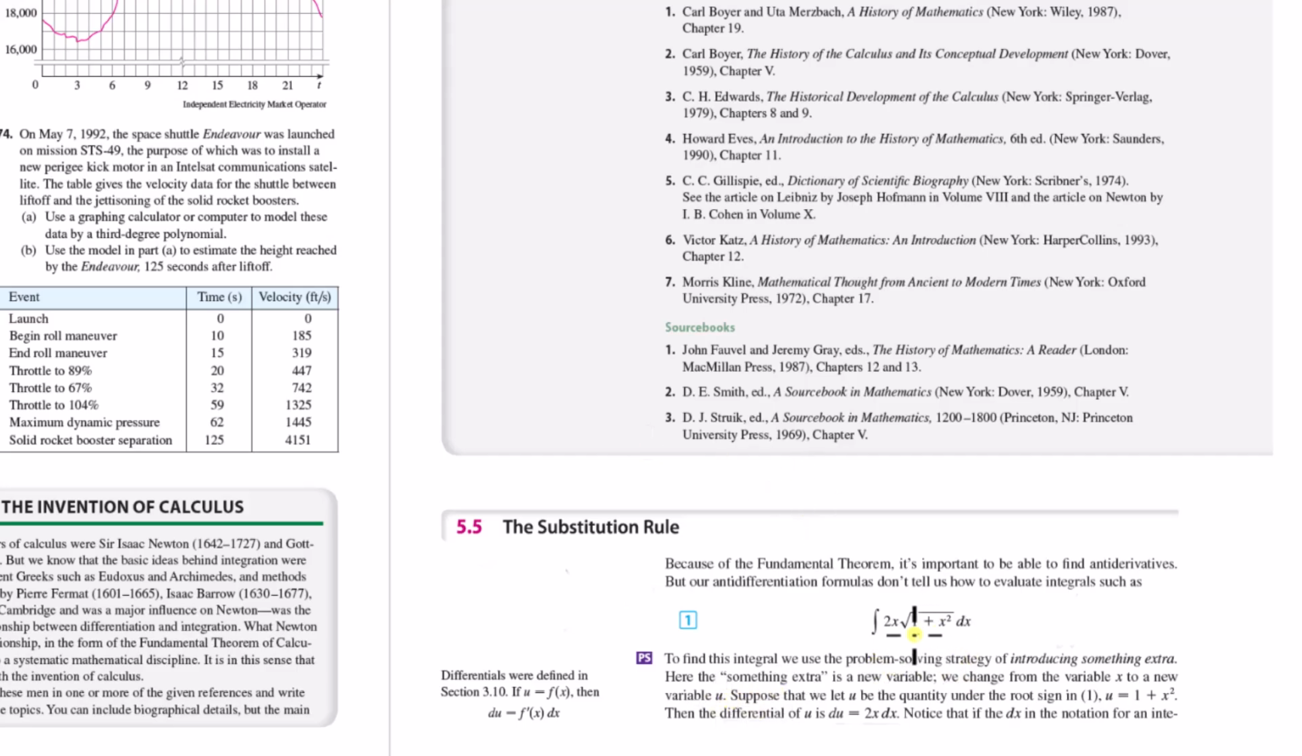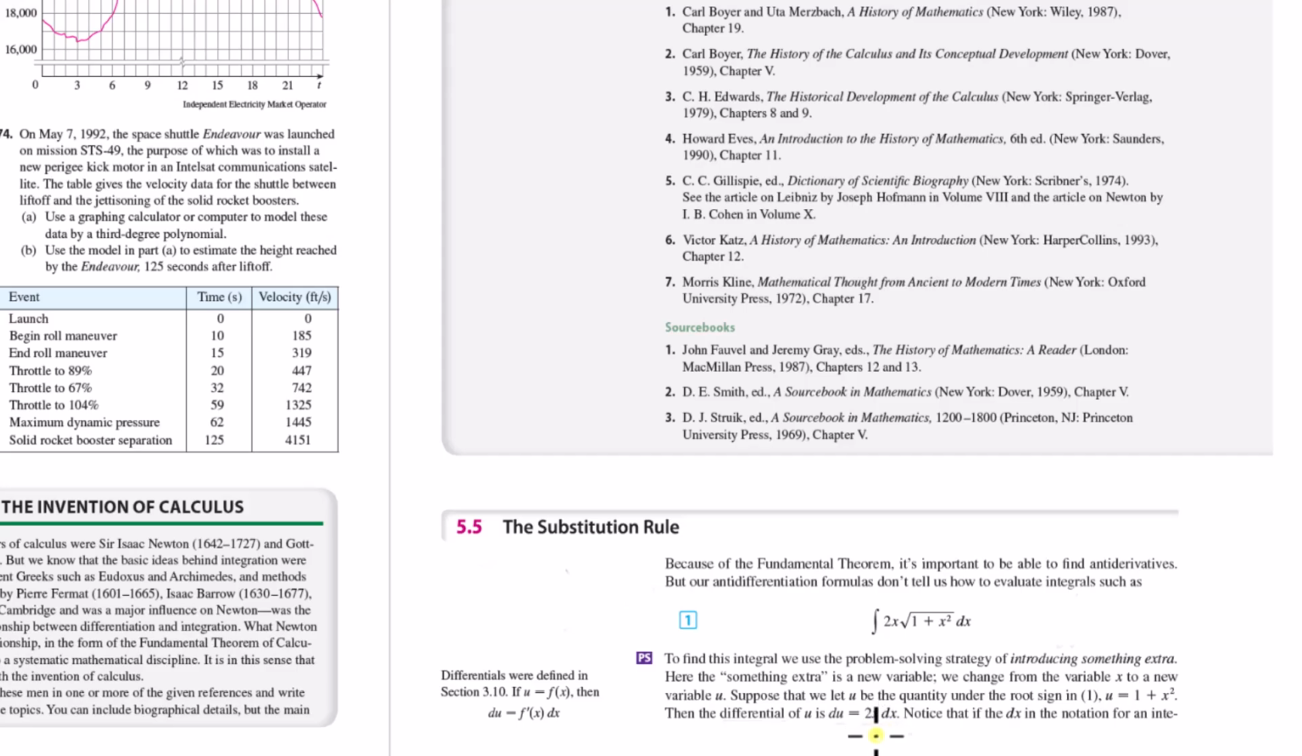So we're going to make a substitution here. We're going to change from the variable x to the variable u. And it says, suppose we let u be the quantity under the root sign. So what if we let u equal 1 plus x squared? All right, how does that help us? It says, then the differential of u, du, is equal to 2x dx.